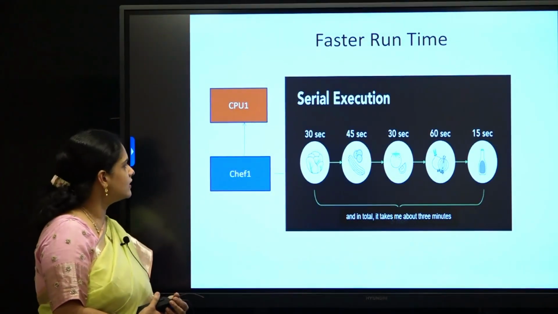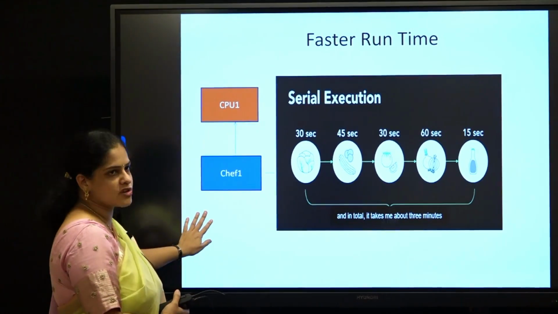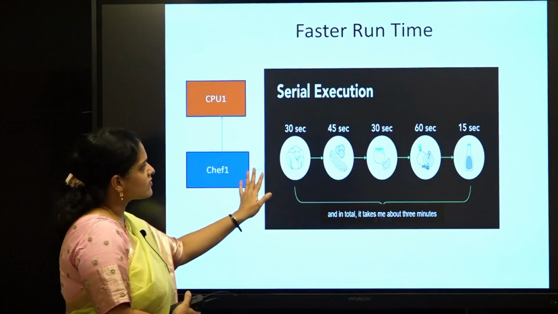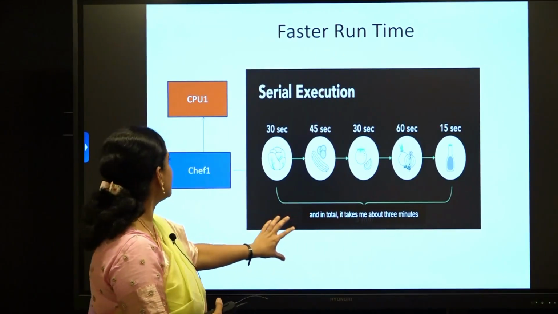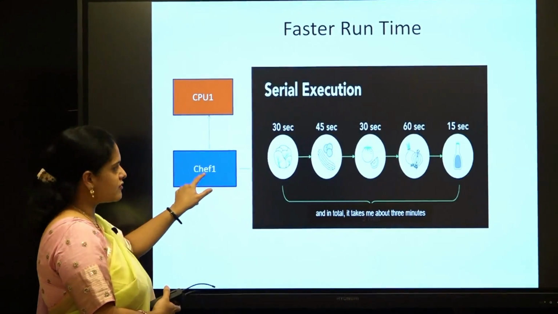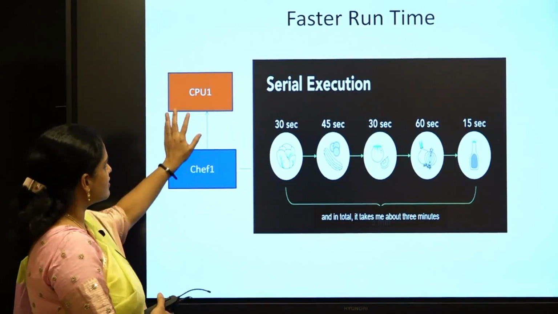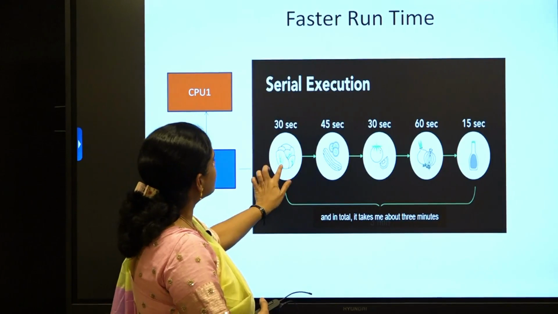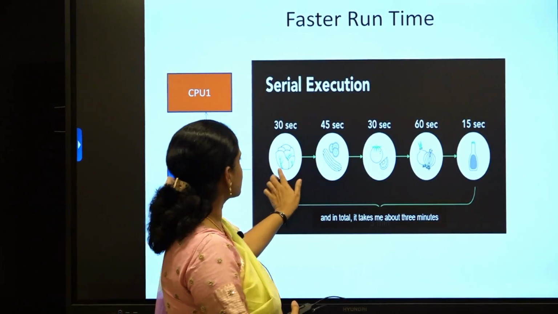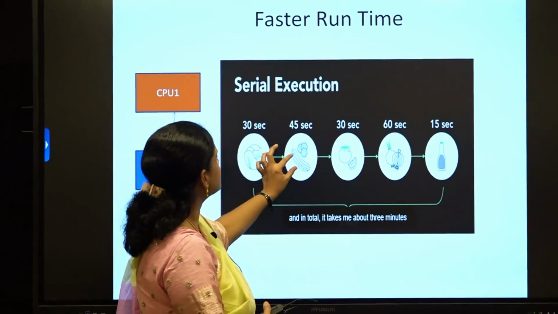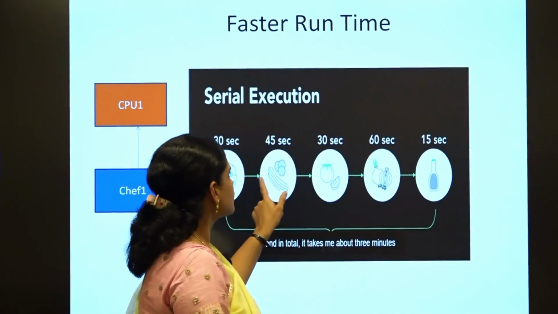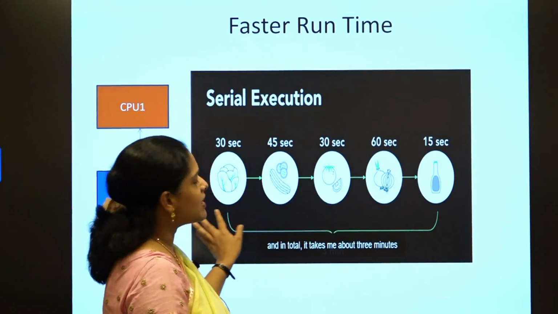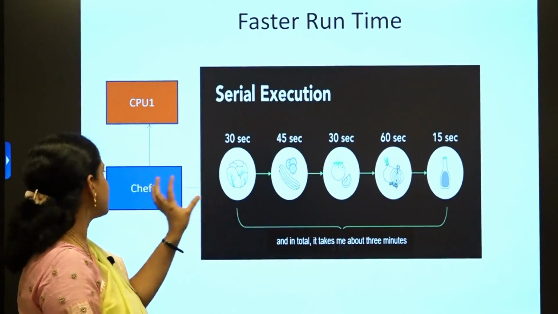So if you see here, this is a serial execution environment. Consider the process of making a particular recipe. We take one chef and consider the chef as a CPU here, and that chef takes 30 seconds for one task, 45 seconds for another, so 30, 60 and 15. Overall, it takes about 3 minutes to complete the entire recipe for one chef.